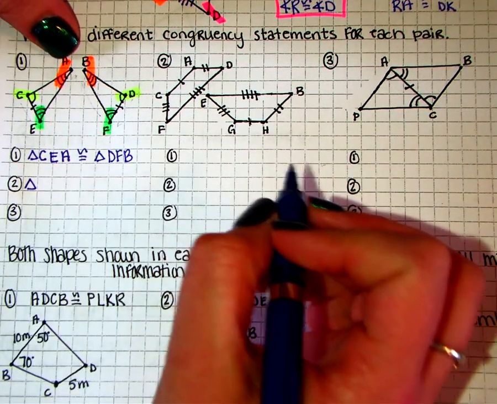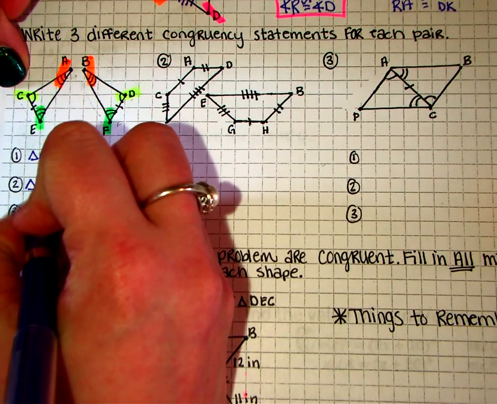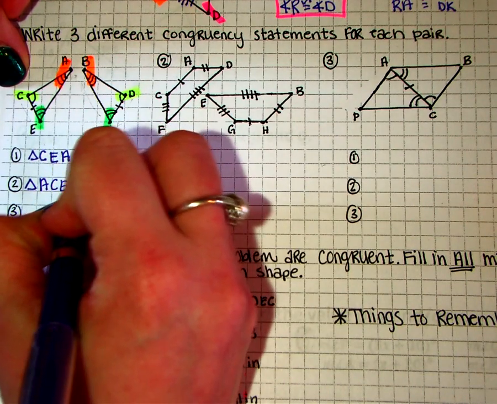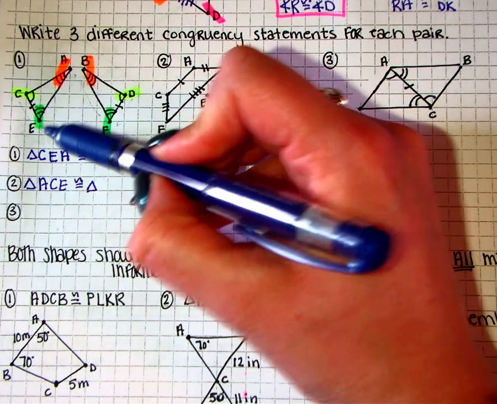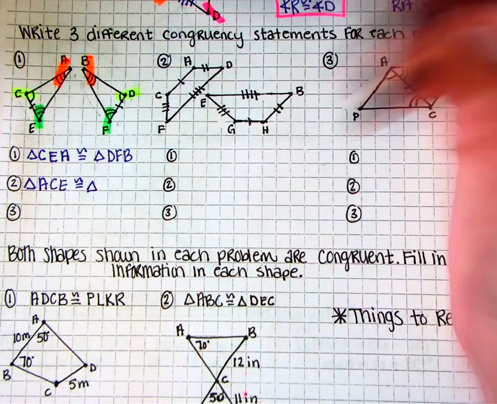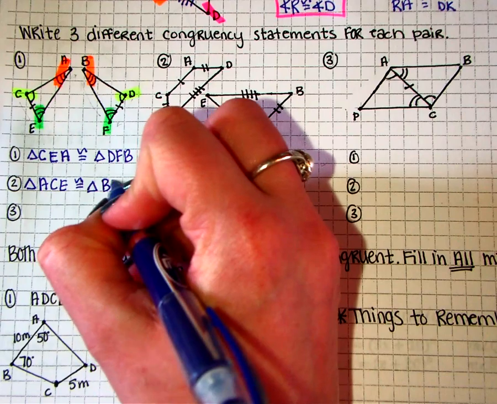Next, I'm going to go ACE. So triangle ACE is congruent to triangle, and notice your pattern, orange, yellow, green, orange, yellow, green. Triangle BDF.